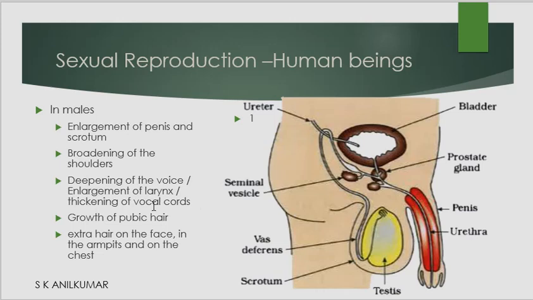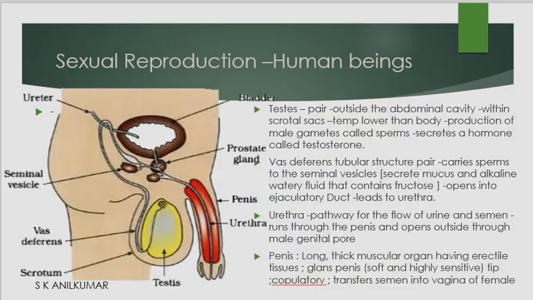Growth of pubic hair happens. That is, extra hair on the face, armpits, etc. also happens in males. Right? How does the sexual organs or the process happen in males? Testis is a pair. Testis is outside the abdominal cavity. Why is it outside? So that the temperature of the testis is maintained at least 2-3 degrees lesser than the body temperature. Right? This testis helps in production of male gametes.